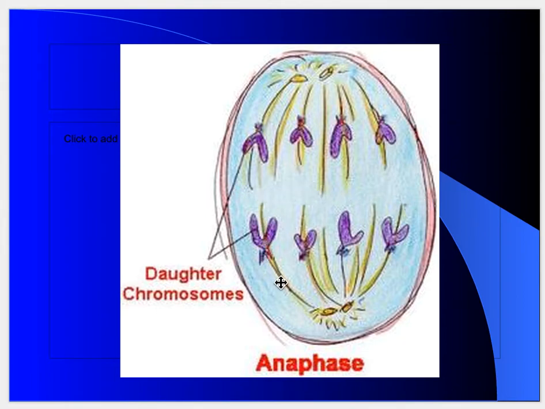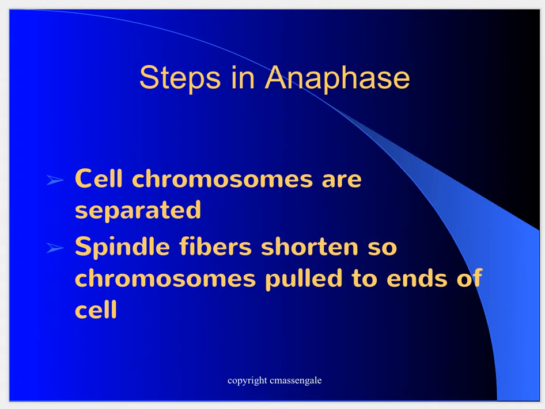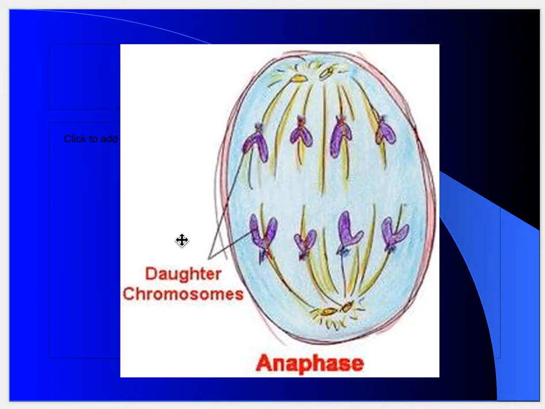So half of the chromosomes are going to go on this side of the cell, and half of the chromosomes are going to go on this side of the cell. And each of these halves of chromosomes are called daughter chromosomes. Okay, so the chromosomes are going to separate. The spindle fibers are going to shorten so that these chromosomes will pull to each of the poles.